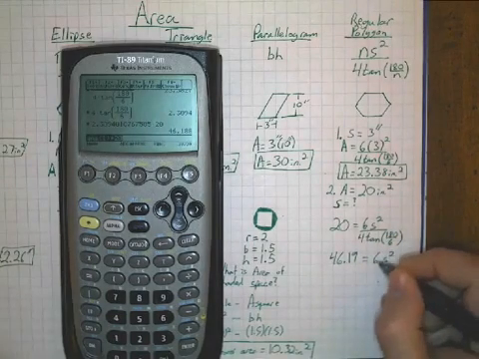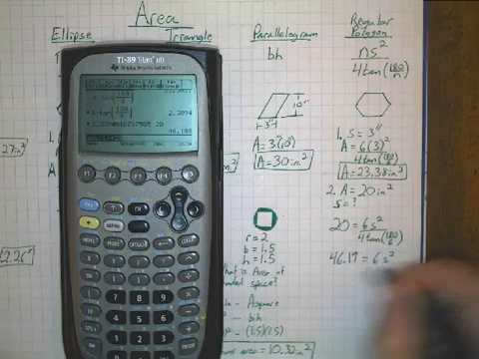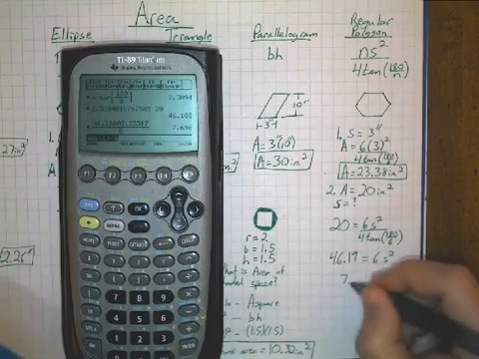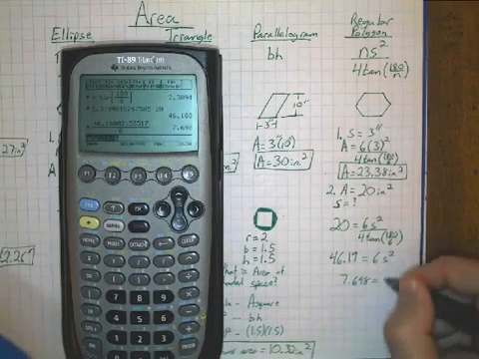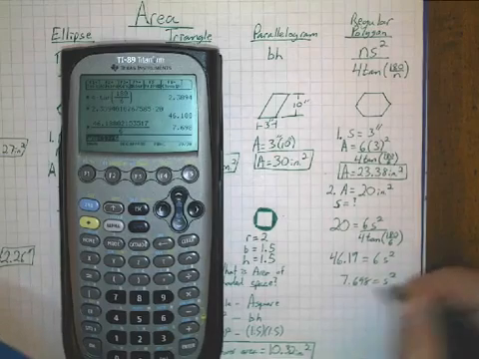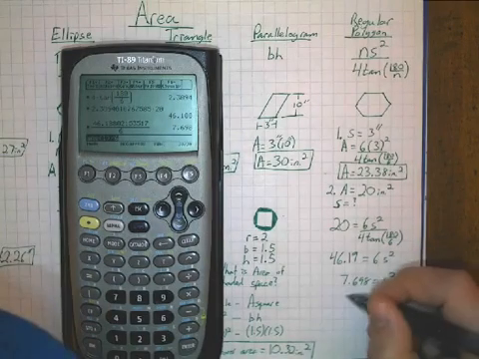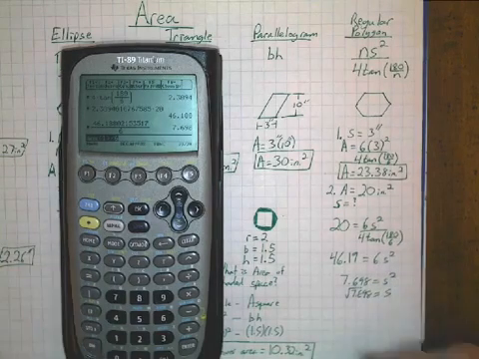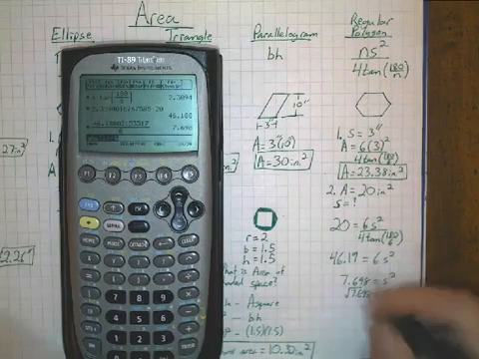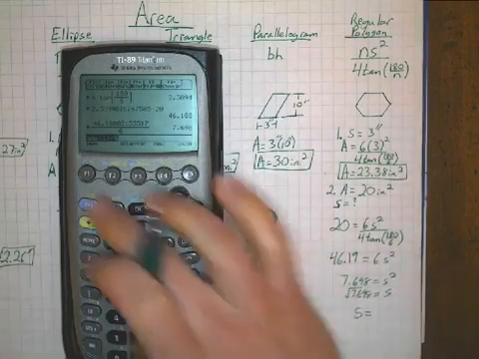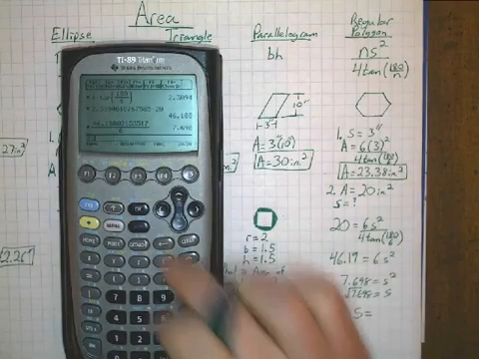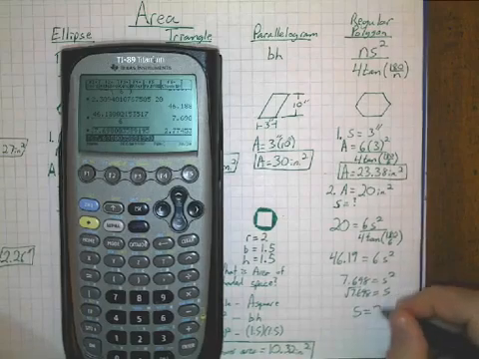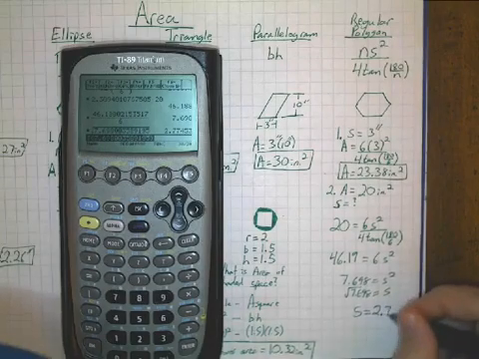Well, how do I get my 6 out of there? I need to divide on both sides, so I'll take that divided by 6. 7.698 is equal to s squared. So to get rid of the square, I take the square root. The square root of 7.698 is s. So s is equal to the square root of this, and I get my side length is 2.77 inches.